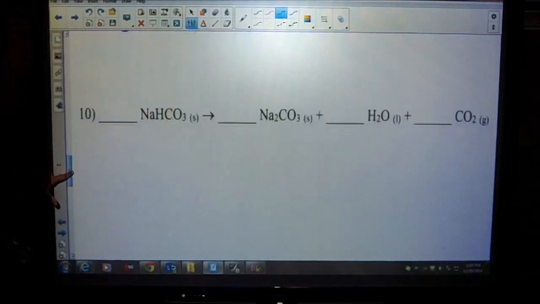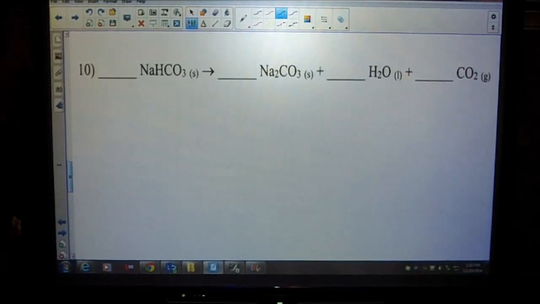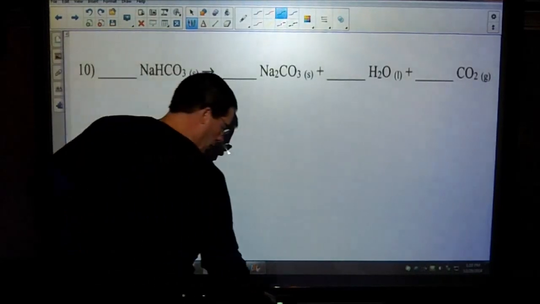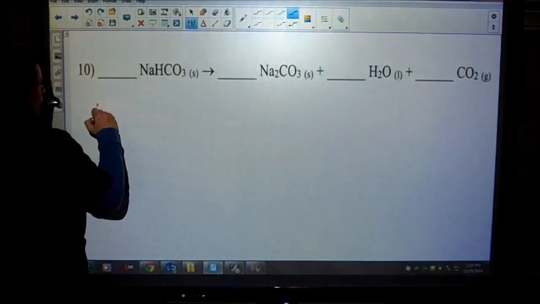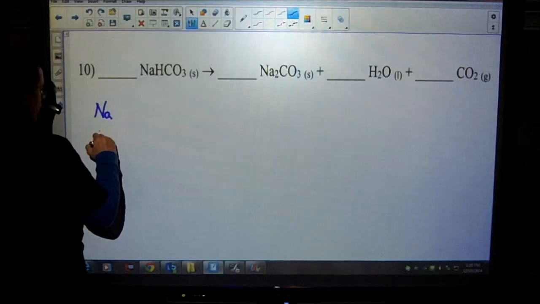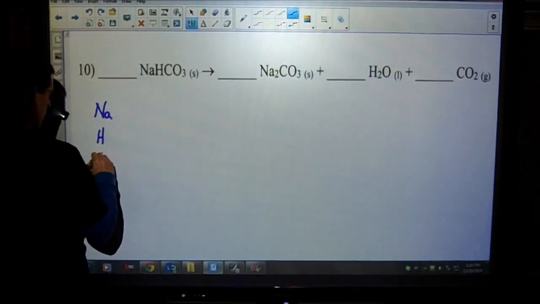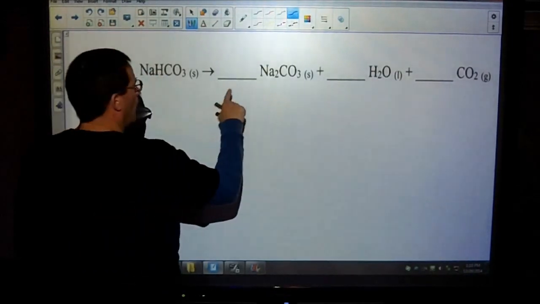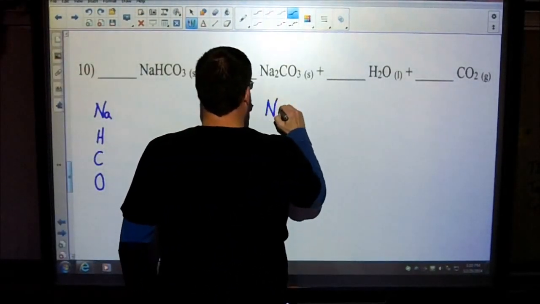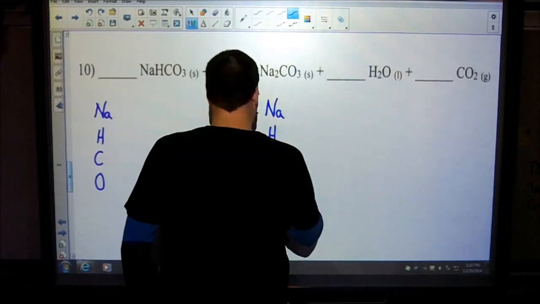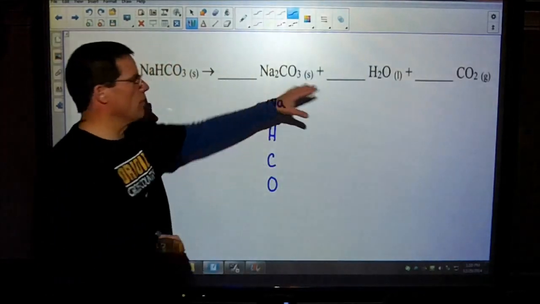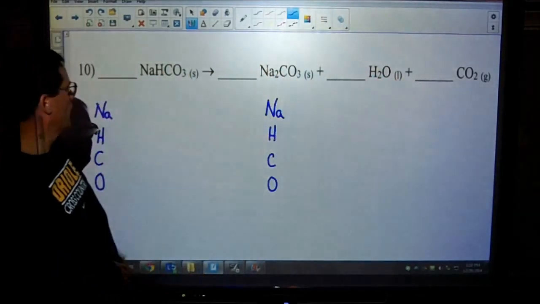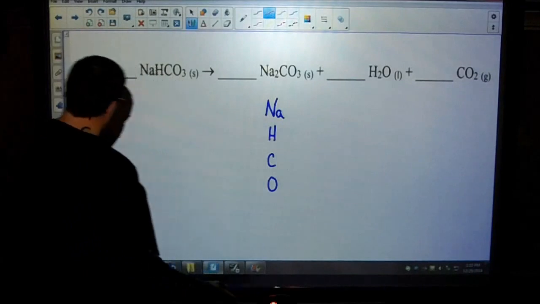Okay. Here's a fun one. Alright, let's go ahead and do an inventory for this. So we have sodium, we have hydrogen, we have carbon, we have oxygen, so sodium, hydrogen, carbon, oxygen. On this side, we have sodium, I'm going to put it in the same order, hydrogen, carbon, and oxygen. I don't even need to check because I know that those are all there, even though they appear more than once.